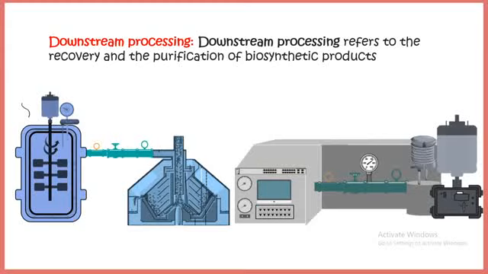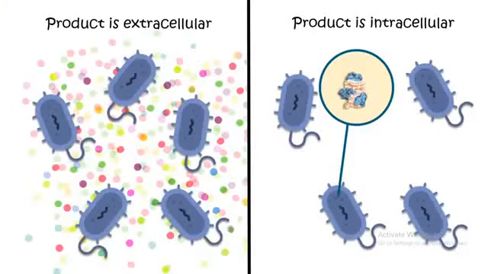Now coming to the downstream process. Downstream processing refers to recovery and purification of the biosynthetic product which is generated in the upstream process. Now it needs to be purified. Before that, let us take a simple example of two kinds of scenario. One type, the product could be extracellular, some kind of metabolite which is excreted out of these bacteria. Now the product could also be intracellular, for example, an enzyme inside the bacteria. So let's see how each type of product can be purified and recovered.